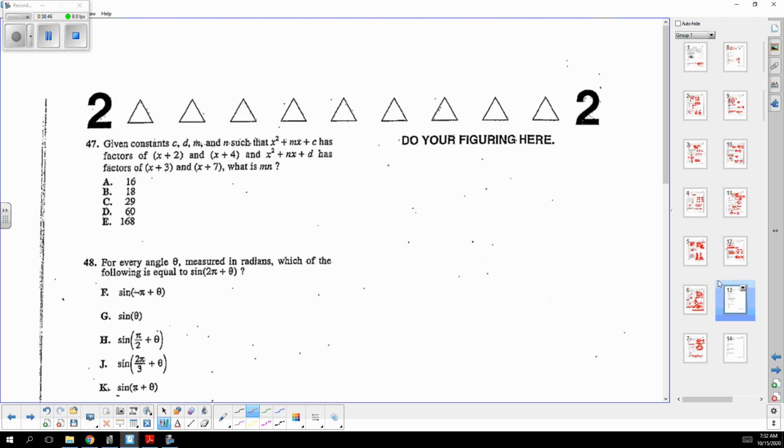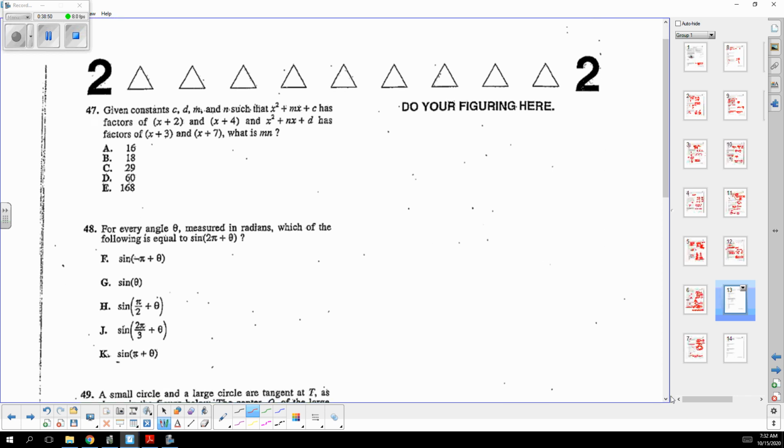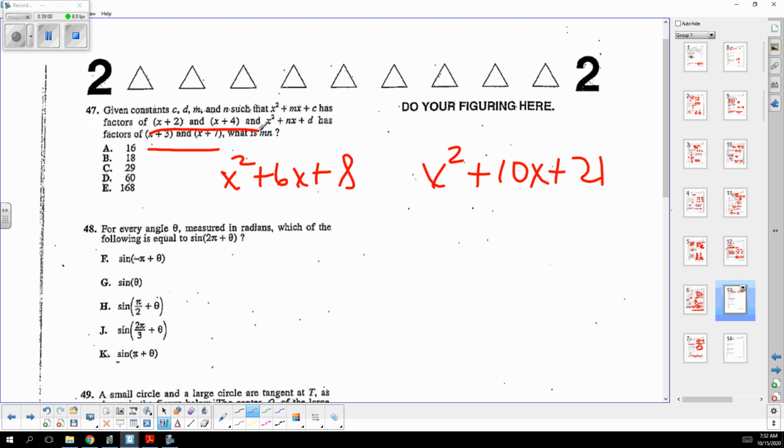47. You FOIL this, and you get x squared plus 6x plus 8. You FOIL the second one, and you get that, and they want the middle term's product. So 6 times 10 is 60.